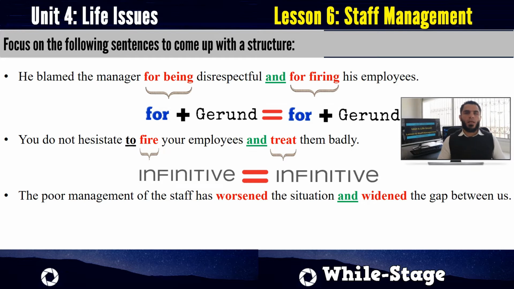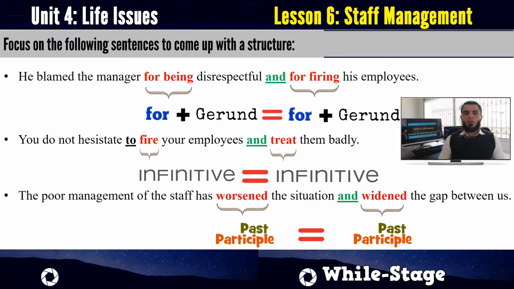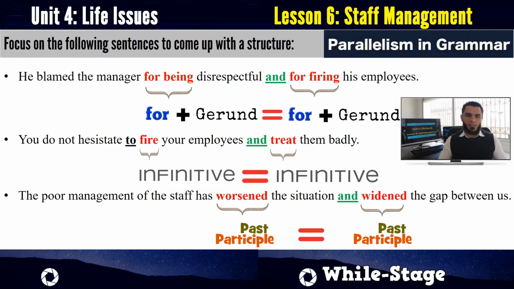The third example we have is, the poor management of the staff has worsened the situation and widened the gap between us. We have used and, and two words in red, worsened and widened, which came in the past participle form. After going over these examples, we draw the conclusion that the same forms have been replicated when we use the conjunction and. This is what we call parallelism.